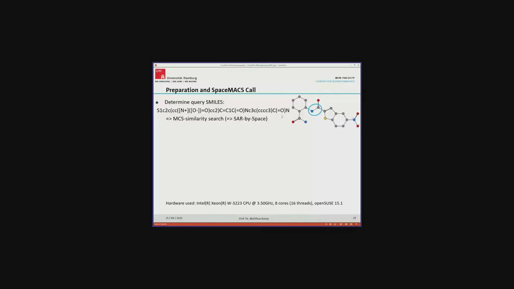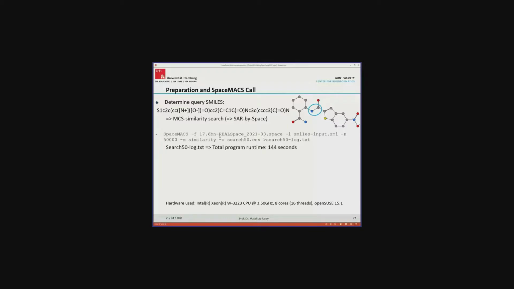So we don't use the SMARTS features right now. We basically just write up this molecule here, and then we ask, what do we find in chemical space? We are just looking for the largest common substructures in the chemical spaces. So the first one was on REAL Space.